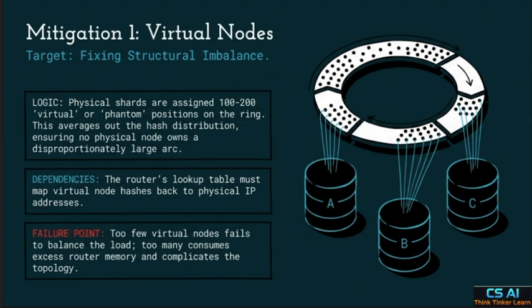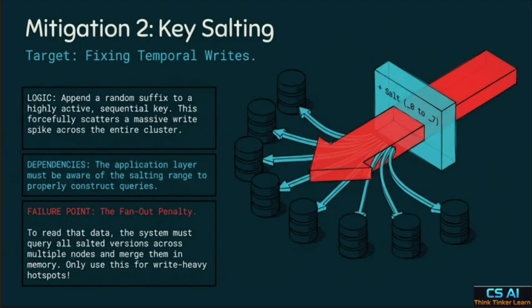Mitigation number one is virtual nodes, or VNodes. Instead of one position on the ring, we assign each physical node 100 to 200 phantom positions. This averages out the hash distribution. It ensures no physical node owns a disproportionately large arc of the ring. It makes the cluster more resilient and balanced, though it does add a bit of complexity to the router's lookup table.